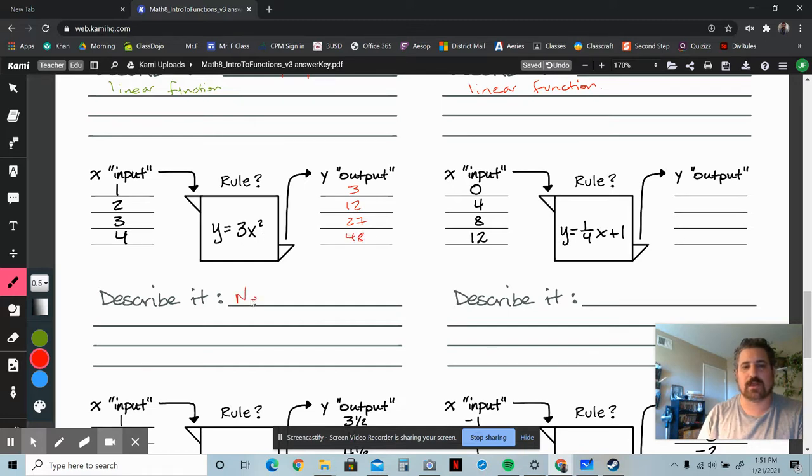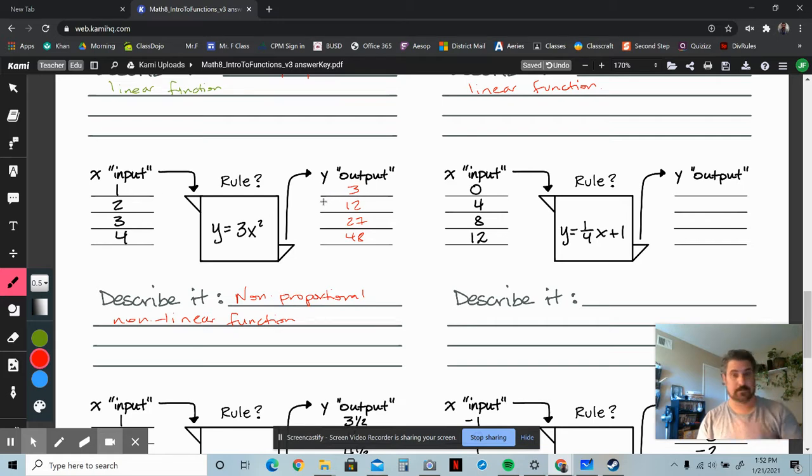And you're just going to write non-proportional nonlinear function. Why is it non-proportional and nonlinear? Because it's a parabola, it's a curve. It doesn't have a constant rate, but it's still a function because for every x value, there is only one corresponding y value.